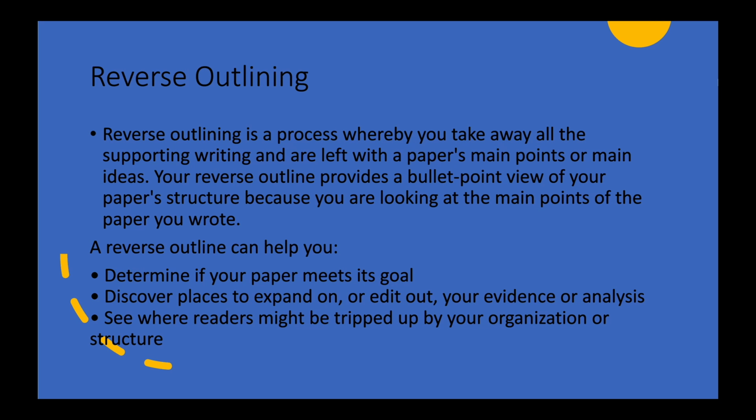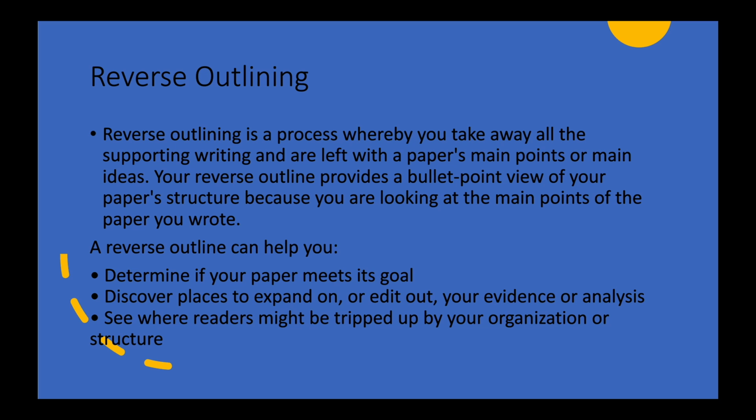So, reverse outlining is another strategy that you can use to outline. This process is a little bit different than traditional outlining because you would actually use it after you've written your paper or after you've written a few paragraphs. Basically, it's a process where you take away all of the supporting writing and you're left with the main points of the specific section you're looking at or the entire paper as a whole.